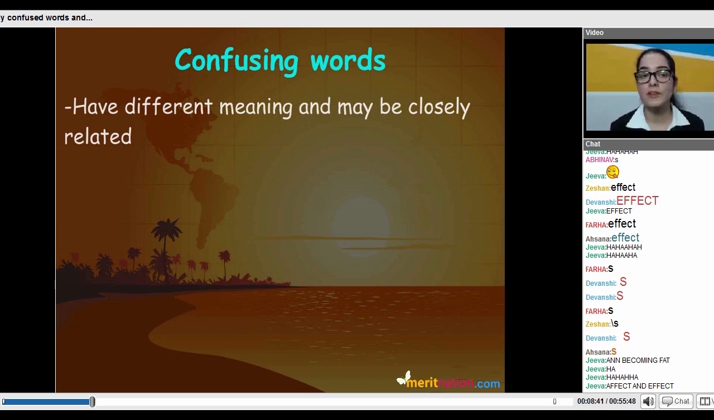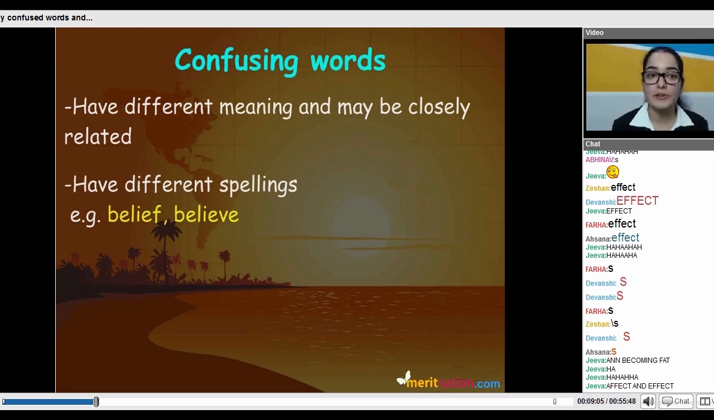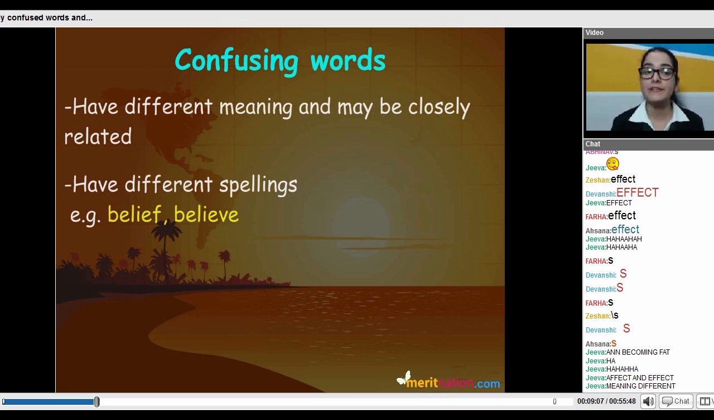Alright, so the first thing we saw is that they have different meanings and may be closely related. If we think about affect and effect we just talked about, they are very closely related. But one is the influence, something which we get affected with, and the effect is the physical change or the result of a particular action. Then the next thing about confusing words is they have different spellings. So here we have an example. This is again a confusing thing.